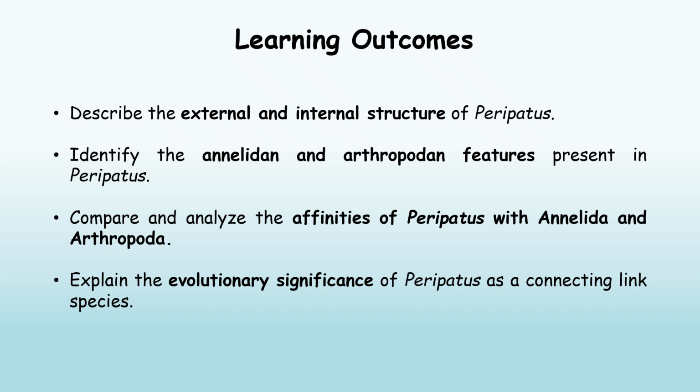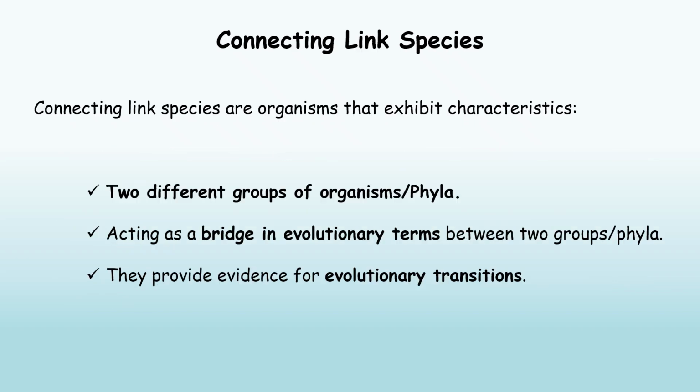The learning outcomes of this topic: you will be able to describe the external and internal structure of Peripatus. You will be able to identify the annelidan and arthropodan features present in Peripatus. You will be able to compare and analyze the affinities of Peripatus with Annelida and Arthropoda, and explain the evolutionary significance of Peripatus as a connecting link species. So let's start with discussing what connecting link species are.